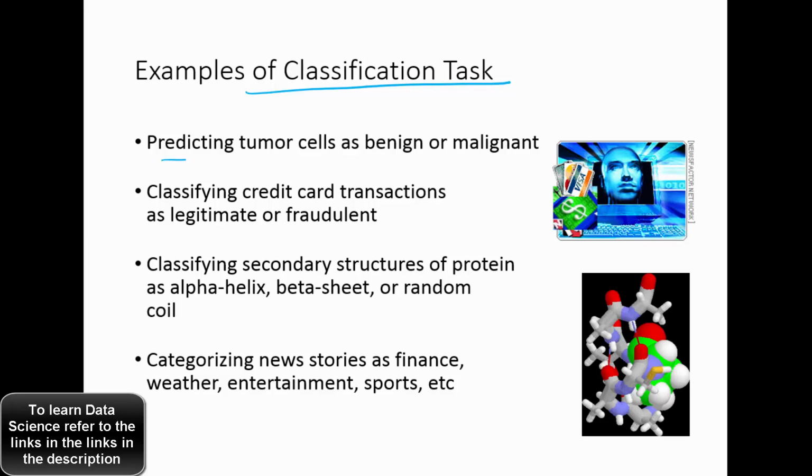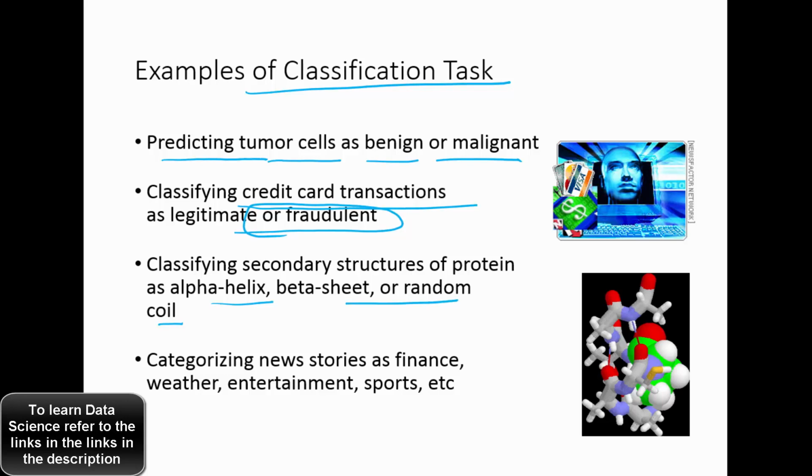It's used in medical research, where predicting tumor cells as benign or malignant, to find out whether it's a good cancer or a bad cancer, you use classification algorithms. You use classification algorithms on credit transactions to find the legitimacy of a transaction, whether it's a fraudulent transaction or a normal one. You use that to classify the secondary structure of protein into different types. So that's used in biological research or research in medical sciences.